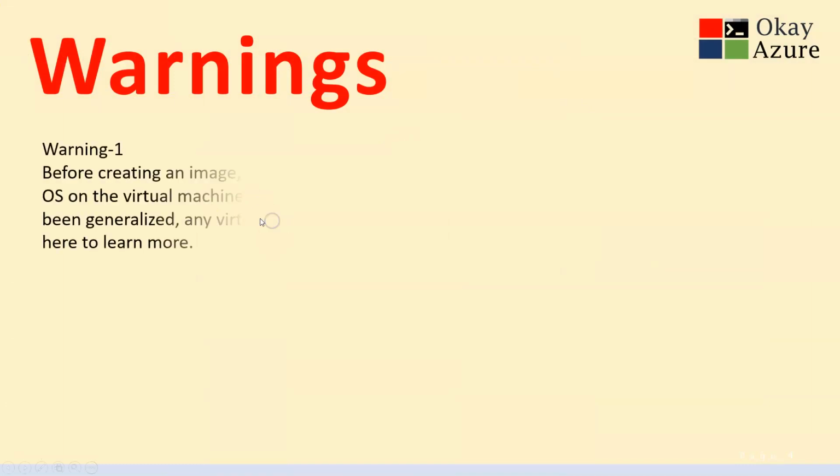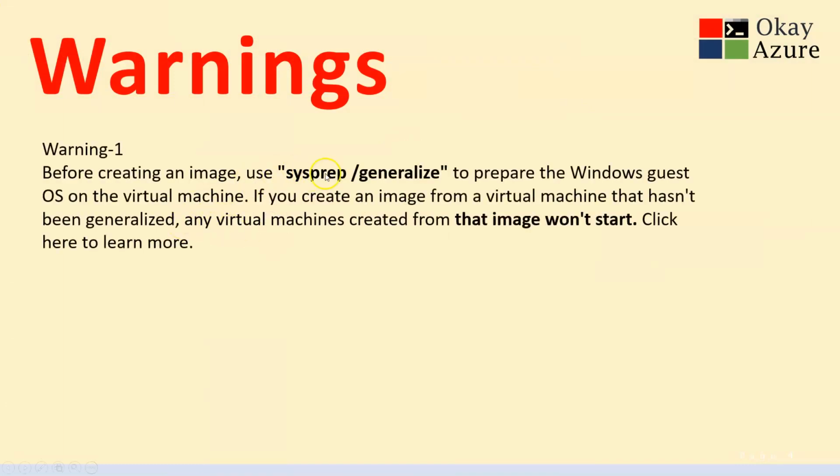Now let's talk about warnings. The very first one is that you need to go ahead and run this particular tool called Sysprep. If you create an image from a virtual machine that has not been generalized, any virtual machines created from that image won't start. So this is the prerequisite. You need to run this particular tool called Sysprep. This tool will make your virtual machine generalized.